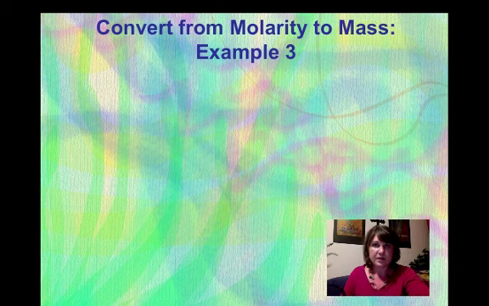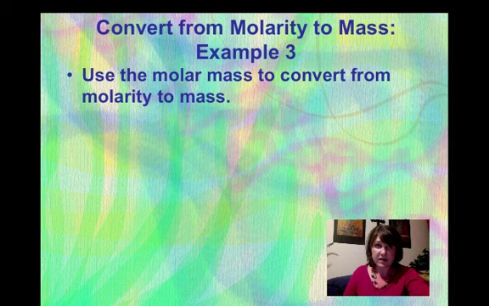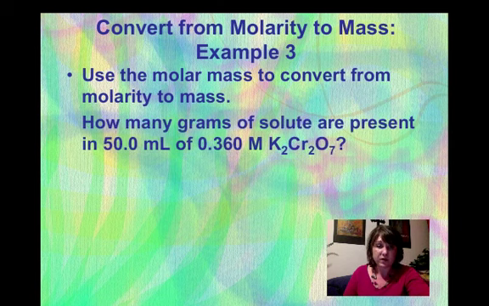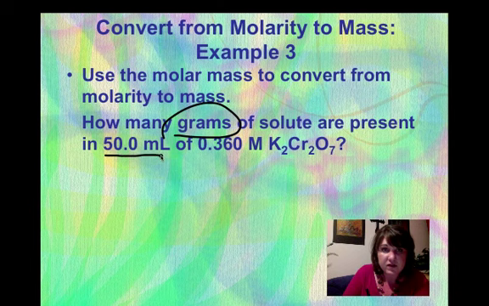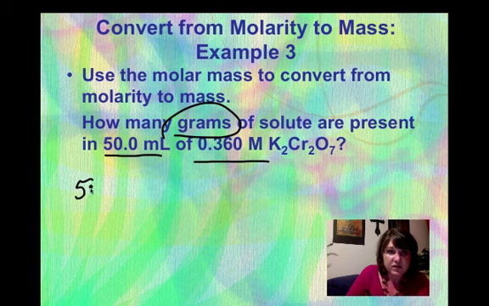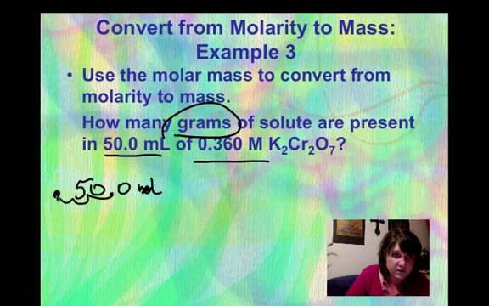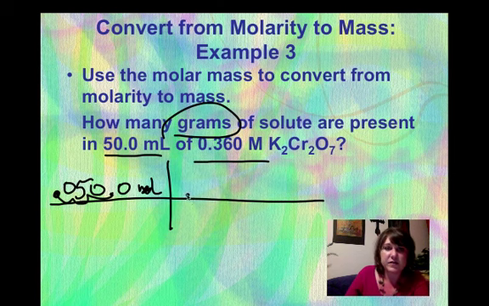There we go. All right, suppose we need to go not to moles or to liters, but we've got to get to mass now. No problem. We know how to go from moles to mass, so when in doubt, we're going to moles still. All right, how many grams of solute? Grams is our goal. Are present in 50 milliliters of 0.360 molar. So I'm going to start with the 50 milliliters. And let's change that to liters real quick. 1, 2, 3 moves. All right, so 0.050 liters.